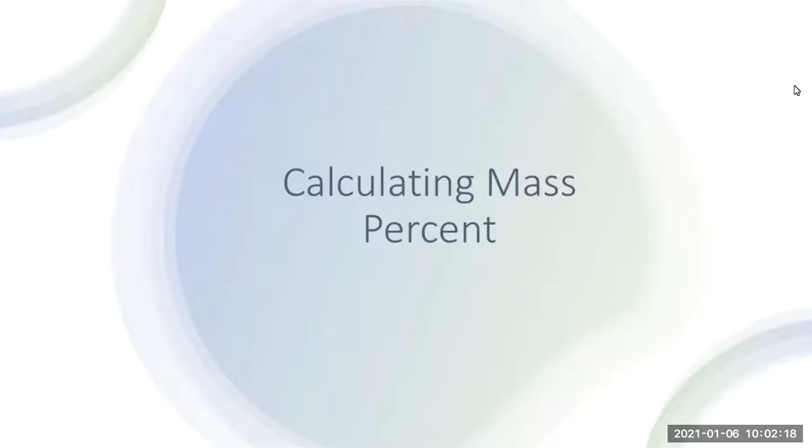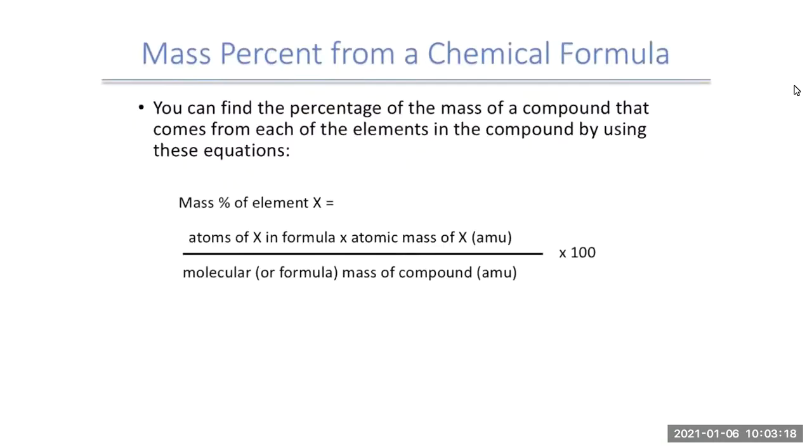In this video, we'll briefly look at calculating the mass percent. When we calculate mass percent from a chemical formula, we're calculating the percentage of mass of a compound that comes from each of the elements in the compound by using a couple different equations. So we're figuring out how much of that compound's mass is attributed to each individual element.